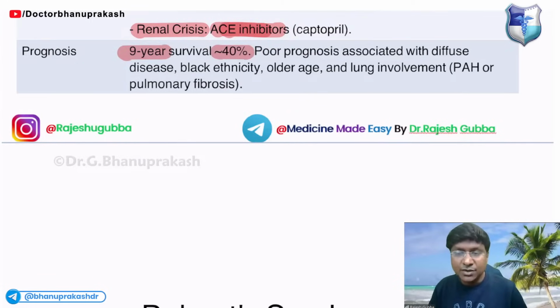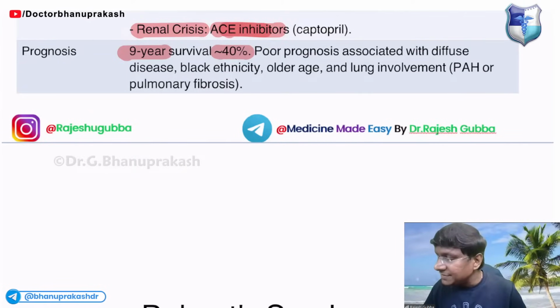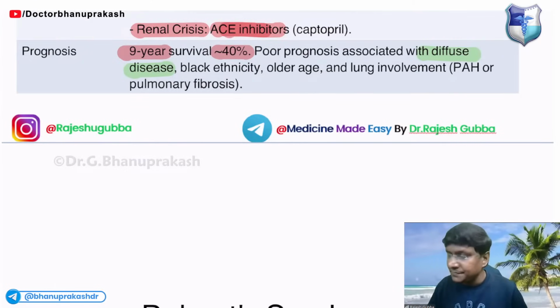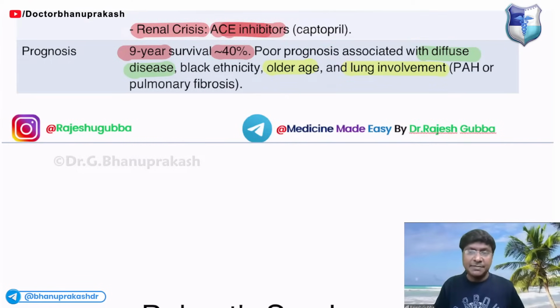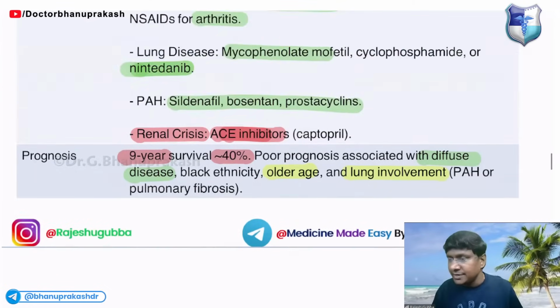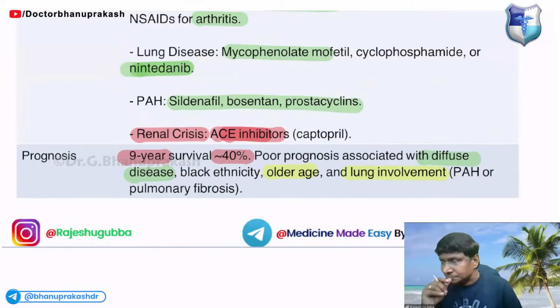But in which group of scleroderma will you have poor prognosis? So please remember, mainly whenever there is diffuse scleroderma, then they are considered to be having poor prognosis. And the other poor prognostic features are older age and lung involvement. Because whenever there is lung involvement, there is development of pulmonary arterial hypertension, and that can cause death in the individual. Okay, so this is about the story related to the scleroderma.